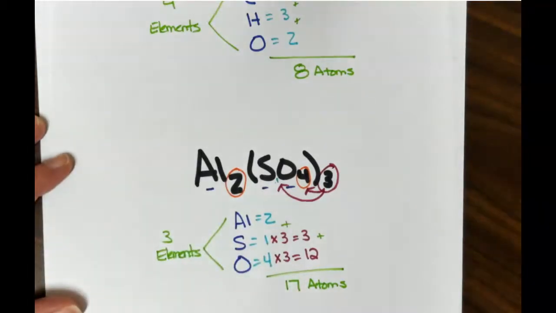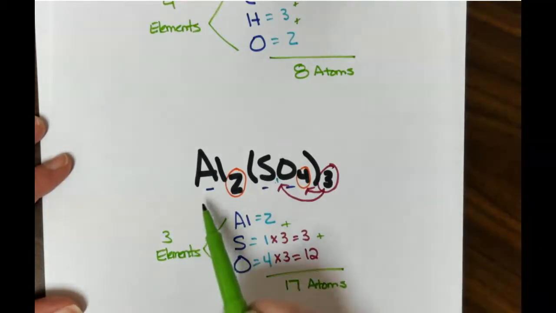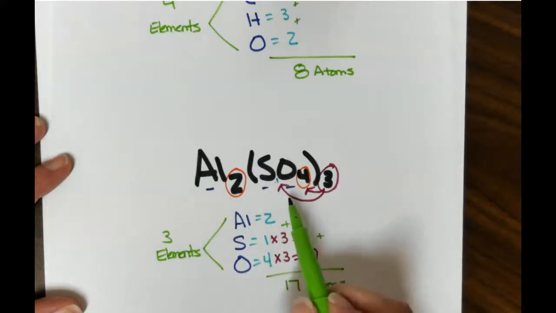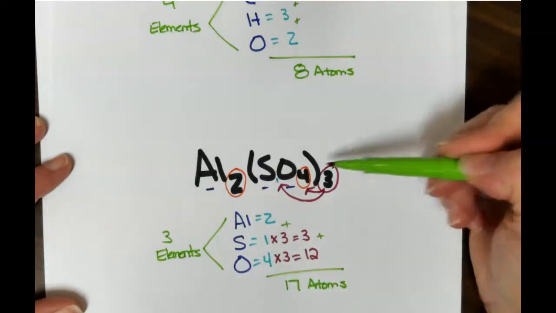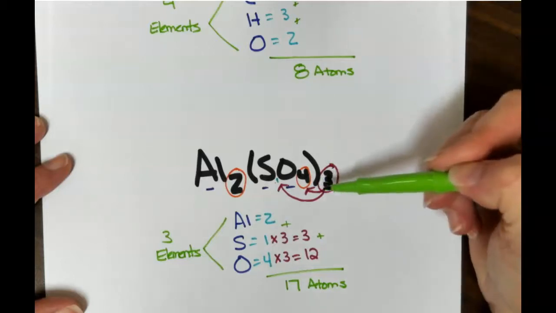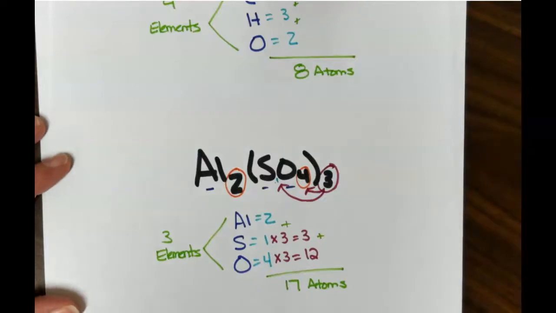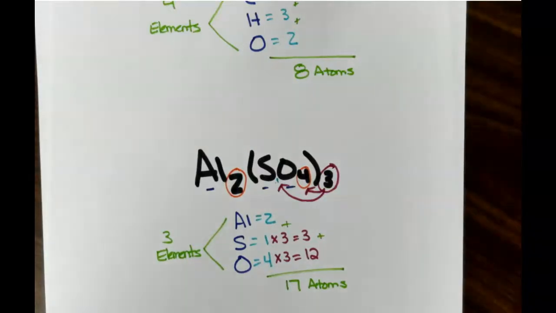So if you always remember to go through the steps, you should not have any problems counting atoms. Identify the elements, look at the subscripts to count the number of atoms of each individual element, and then look for parentheses to distribute anything that is outside the parentheses to everything that's inside the parentheses. We're going to be practicing this over the next few days, so hopefully by the end of the week you will have mastered this.